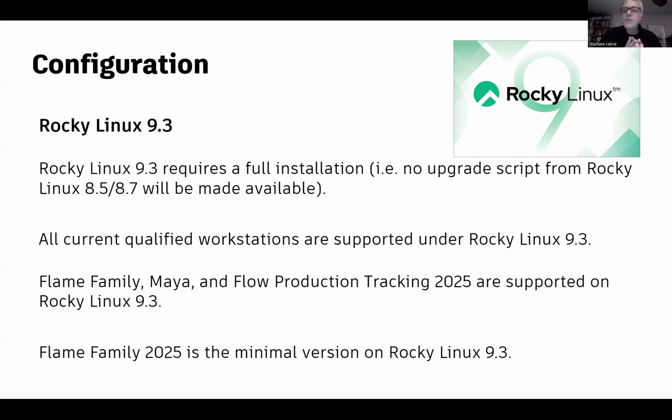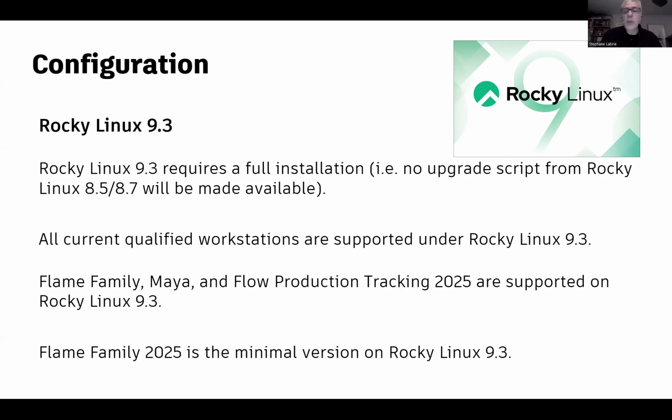If you need to run a previous generation of Flame version, like the 2024, you might want to stick with Rocky Linux 8.5 or 8.7 because we have not qualified the Flame Family 24 releases on Rocky 9.3. We started fresh with 25, and we're going to move on for future releases. But I know many pipelines sometimes want to have access to multiple versions, and that would be a case for Rocky 8.